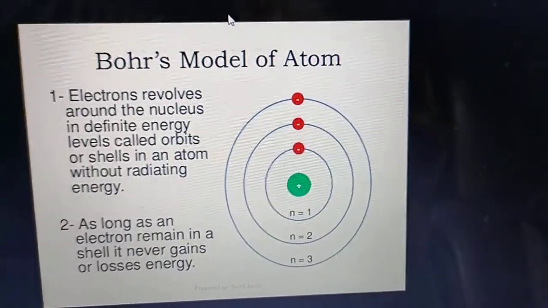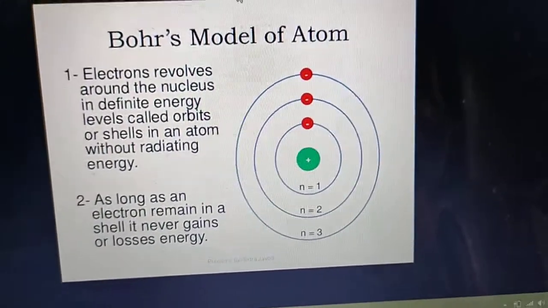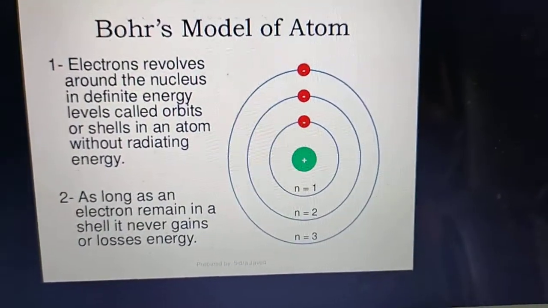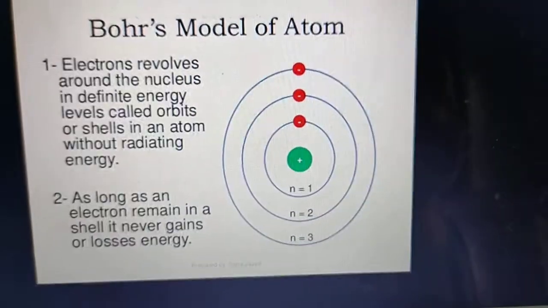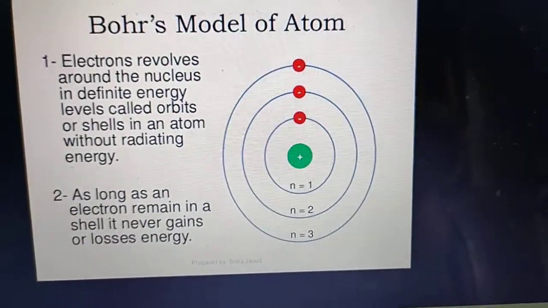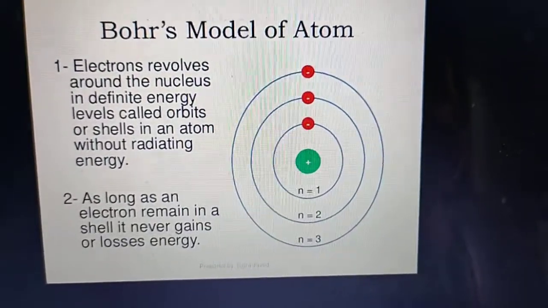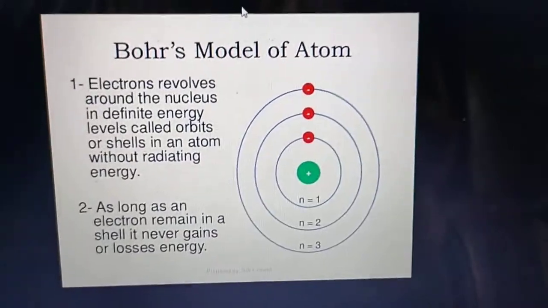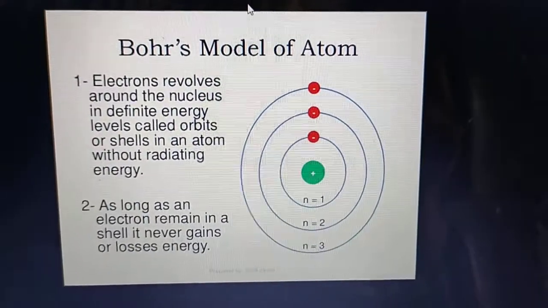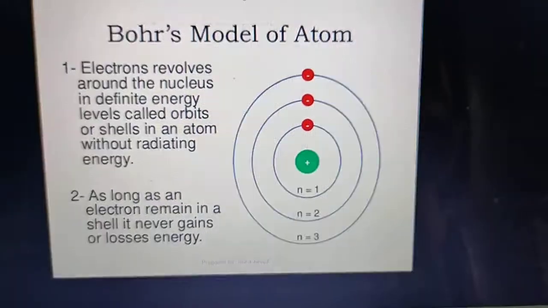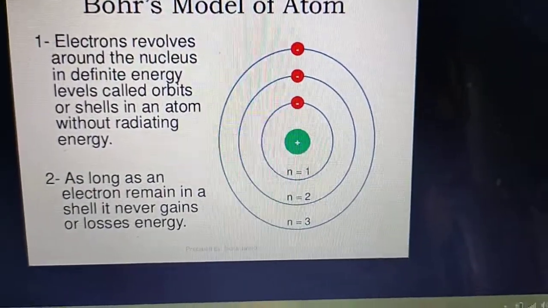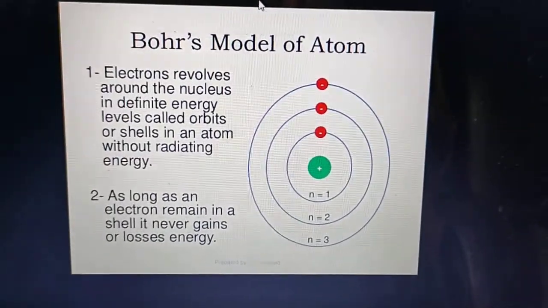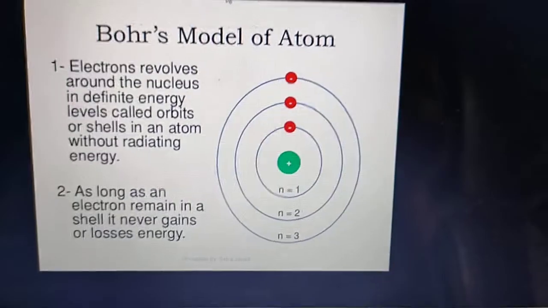When the electron is in the lowest energy level, it is said to be in the ground state. When an atom gains energy, the electrons will be excited from a lower to a higher level, like from quantum number 1 to quantum number 4. So n equal to 1, that is the K shell, has the lowest energy, then L, then M, then N. As long as an electron remains in a shell, it never gains or loses energy.